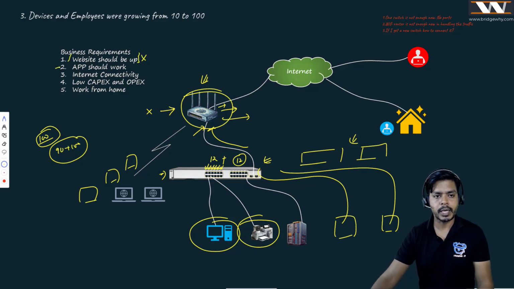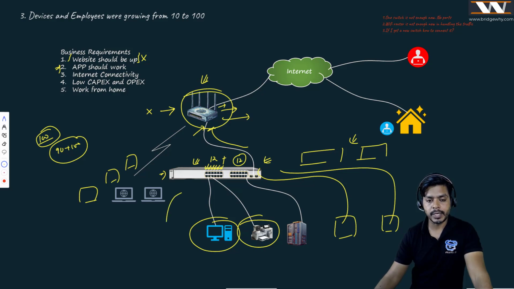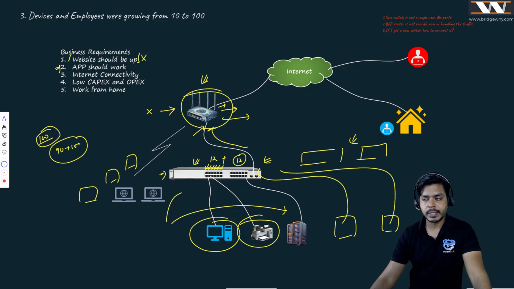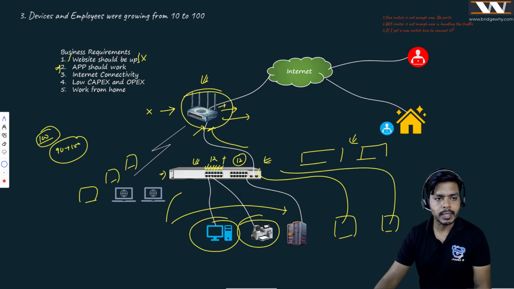If we talk about the app working, and we do not increase the number of ports, how can we introduce new devices or new desktops which can communicate with this server? And now the company CEO is saying, interesting, I need to increase capex a little bit. Previously, he was saying we should keep capex low.